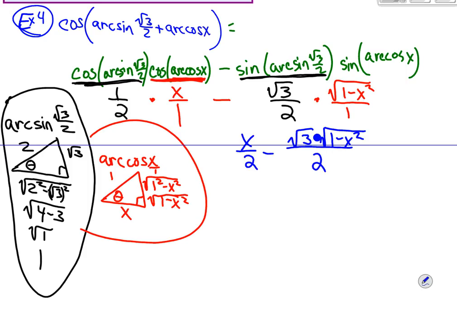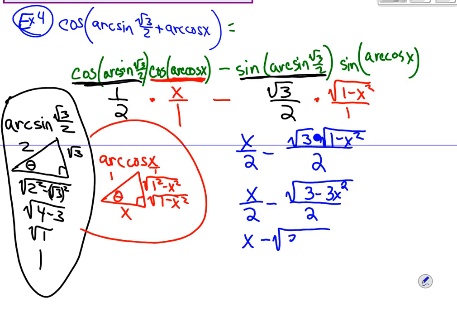And do you agree that things under the radical, because they're both square roots, can be multiplied by things under the radical, right? And so I could just distribute that in as well. So I get x over 2 minus a big square root, 3 minus 3x squared, all over 2. And since the denominators are the same, I can just write it as x minus the square root of 3 minus 3x squared over 2 for that problem.